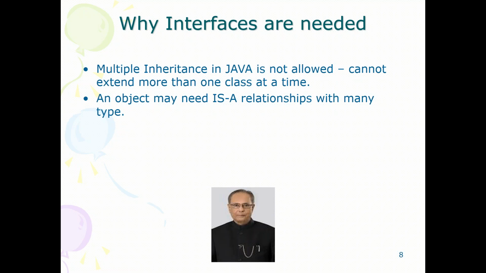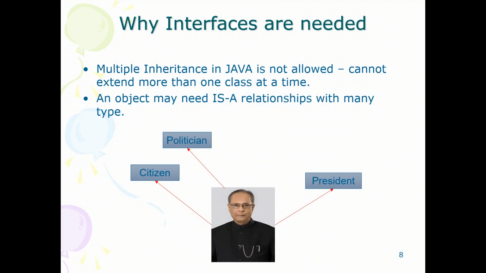Now look at this scenario here. You know that Pranab Mukherjee is the president of India. He plays multiple roles in his real life. He is a citizen of India, he is a politician of India, he is the president of our country, and he is a father of a child. He has a child, right? So one person is playing multiple roles, the same as an interface. I'm giving an example for this interface. One person is playing different roles.